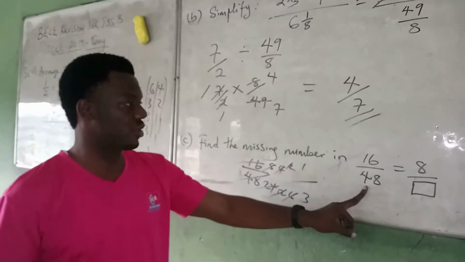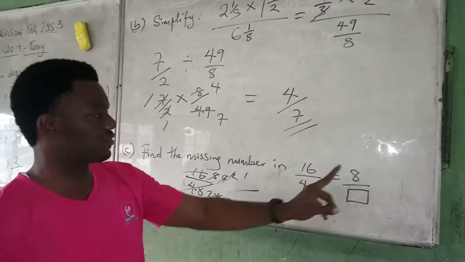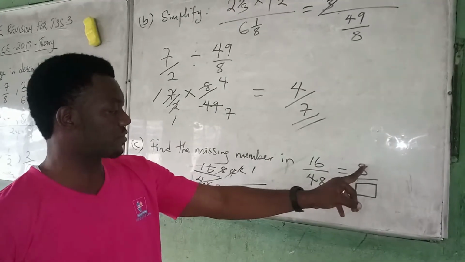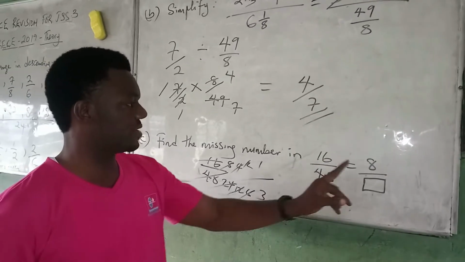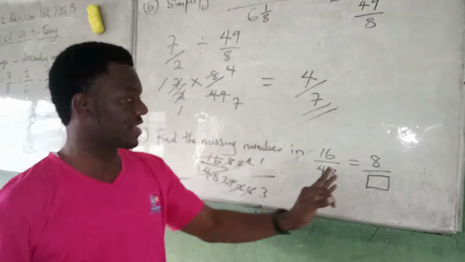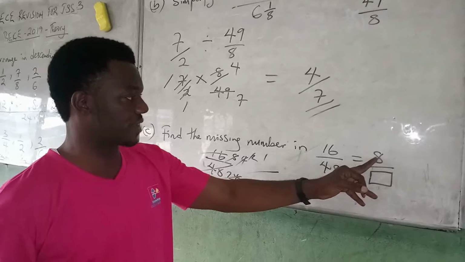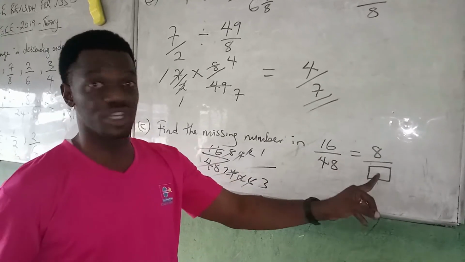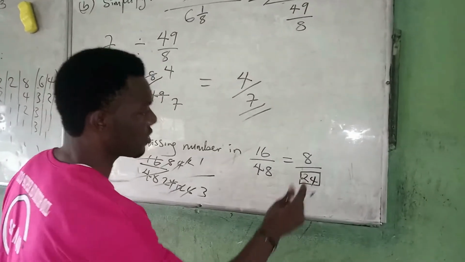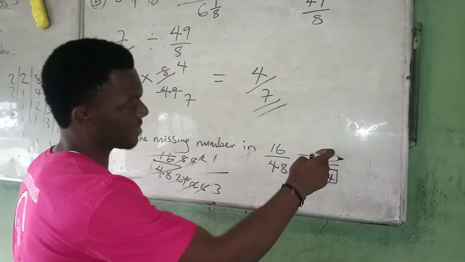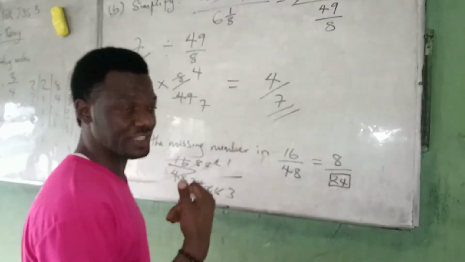So if 1 over 3 is the lowest term, what will be here now? If 1 is to 3, the next one should be 3 times 8 in order to maintain the 1 over 3. So 1 belongs to 3, then 3 times 8 will give you 24. So what will be here is 24. So that at the end of the day, when you reduce 8 over 24, it will also be 1 over 3. So that's the logic.